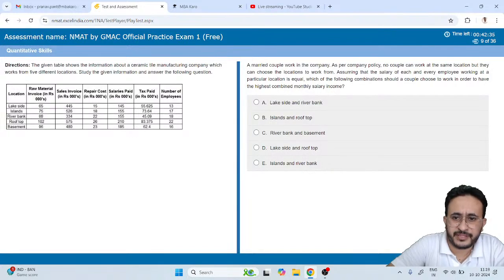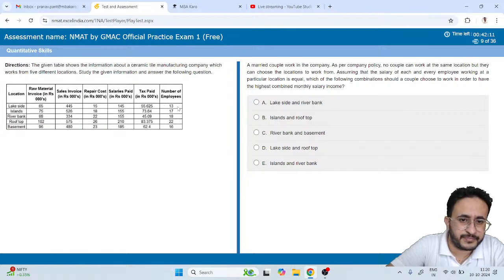A married couple work in the company. As per the company policy, no couple can work at the same location, but they can choose the locations to work from. Assuming that the salary of each and every employee working at a particular location is equal, which of the following combination should a couple choose to work in order to have the highest combined monthly salary income? Okay, so we need to choose the best two incomes.